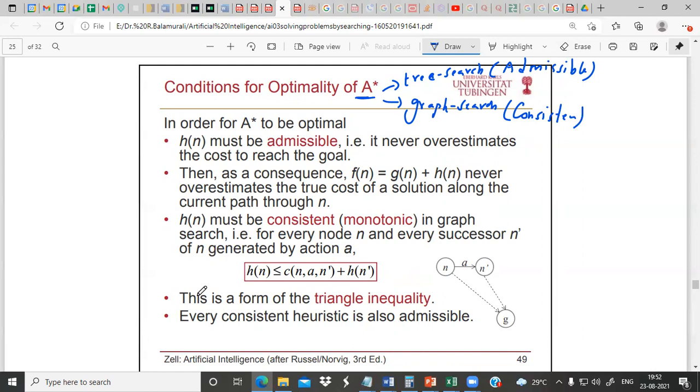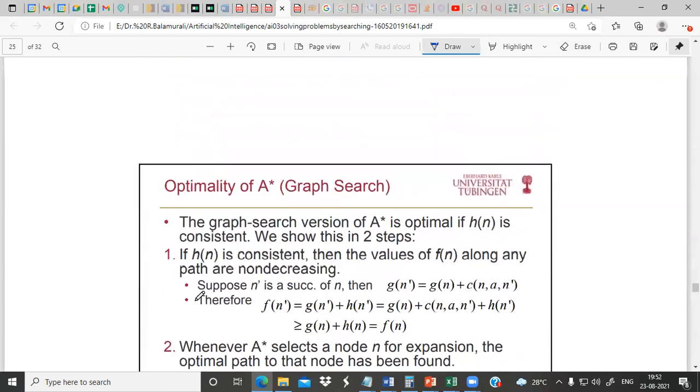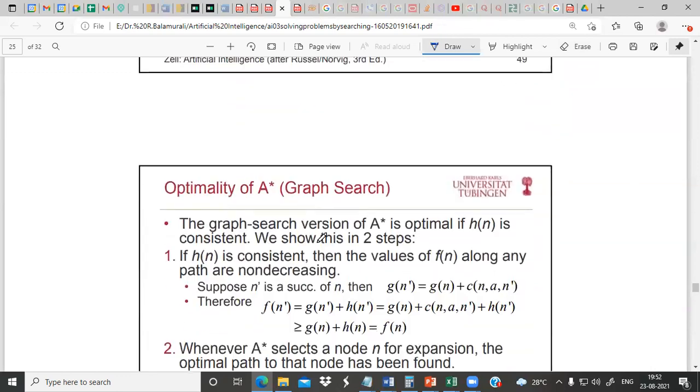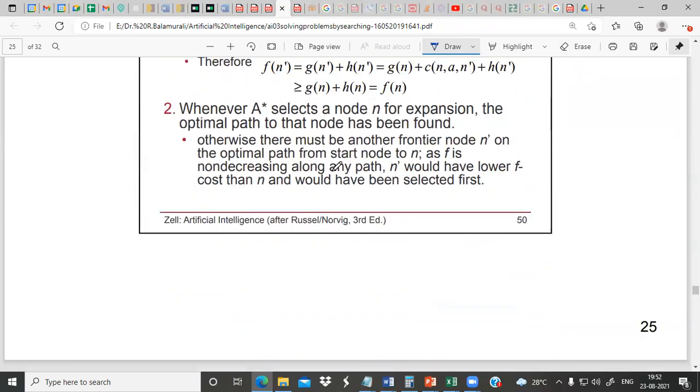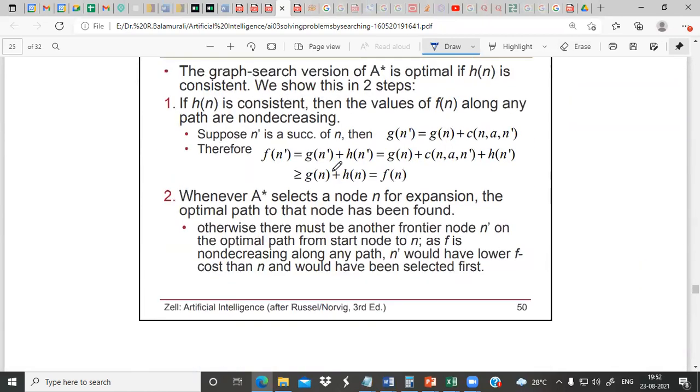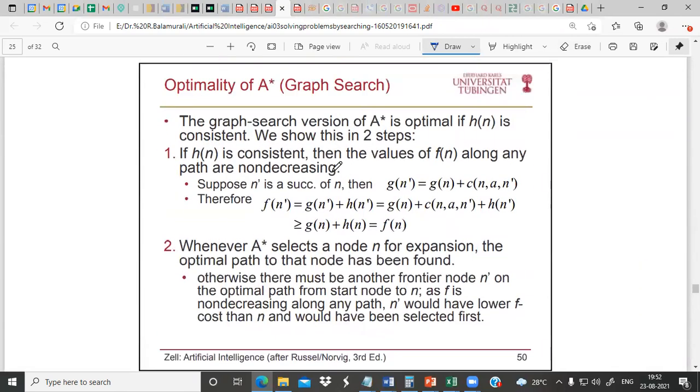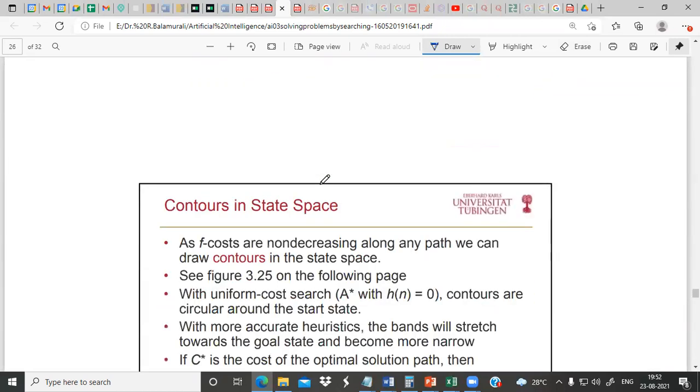Right? Fine. There is a proof for this, and that is what is being explained here, but let us not get into that. So now we'll move on.